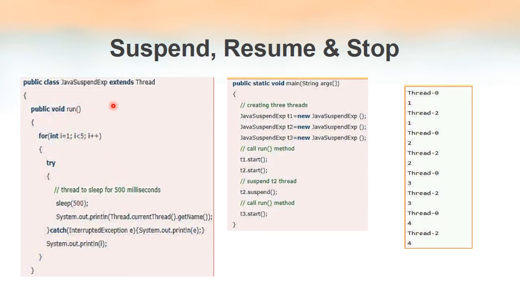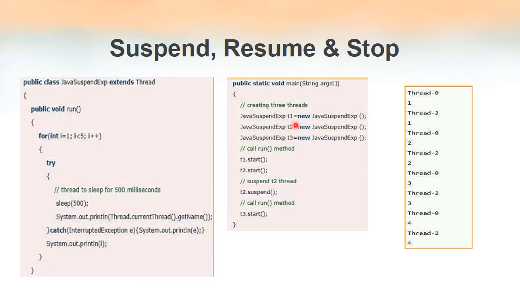As you can see, if you are creating a class that extends the Thread class, we must override the run method. So we have written the run method inside this class, and inside the run method we have a for loop, and these are the things that must be done when the thread starts working. We are creating 3 objects of class JavaSuspendExp here, named T1, T2, T3. Since JavaSuspendExp is a thread, all these T1, T2 and T3 will be threads themselves.